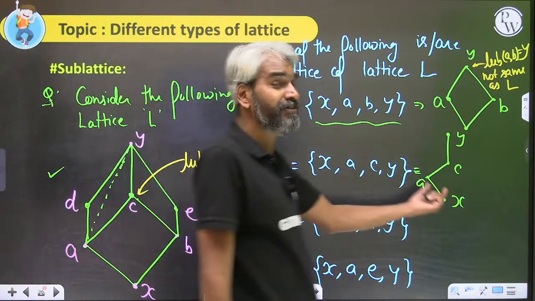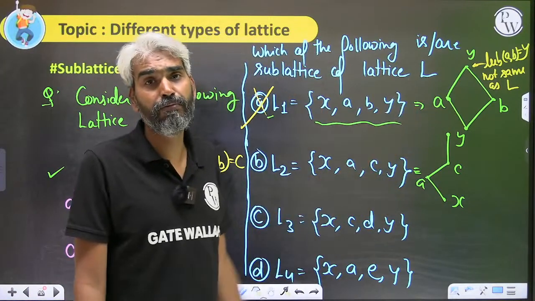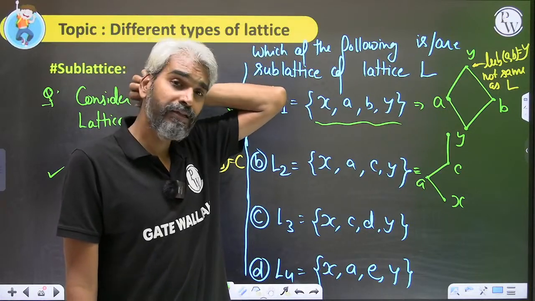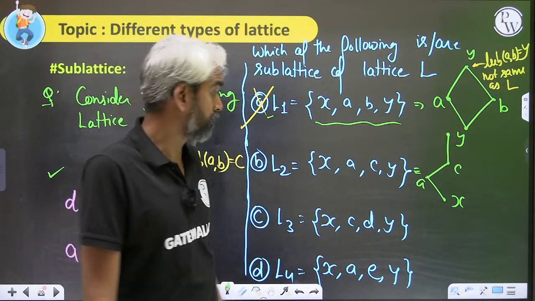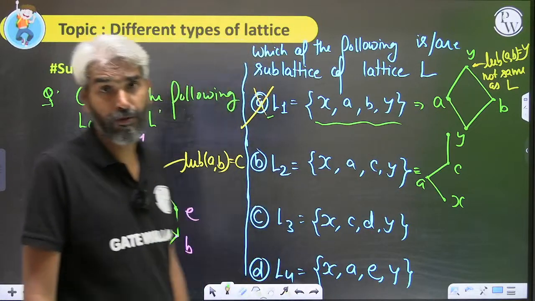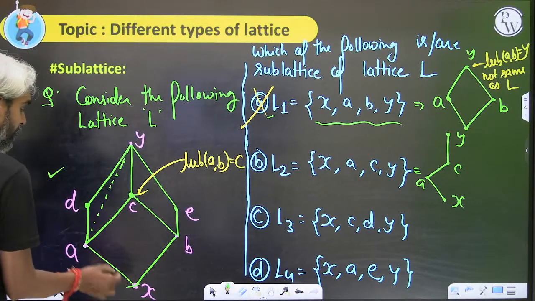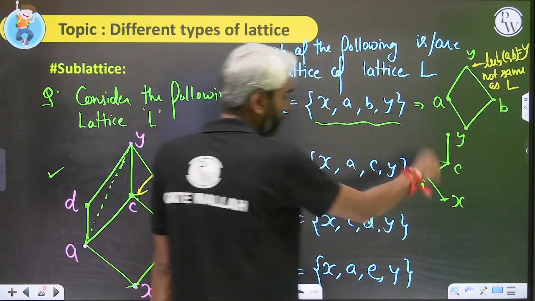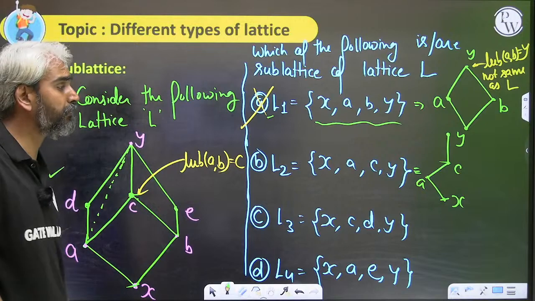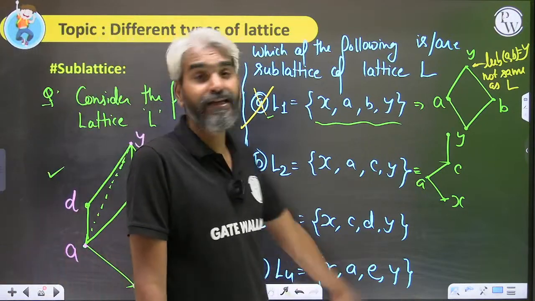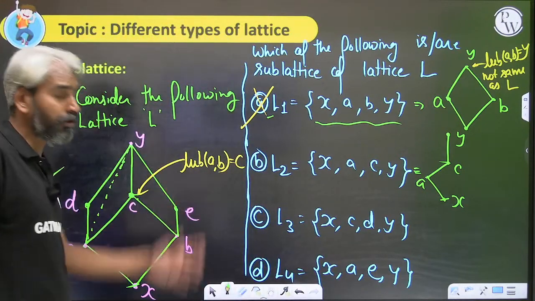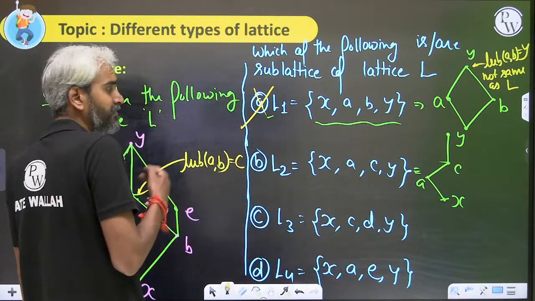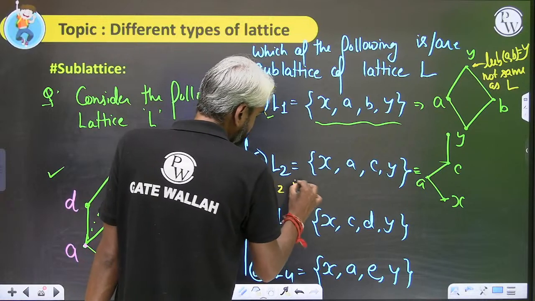So, first of all, is it a lattice? Yes. For every pair of elements, the least upper bound as well as greatest lower bound exists. Take any two elements, the element on the upper side will be the least upper bound and the element on the lower side will be the greatest lower bound. If you take x and c, then on the same line, c is on the upper side and x is on the lower side. So the least upper bound of x and c will be c and the greatest lower bound of x and c will be x. So obviously for every pair of elements, the least upper bound and greatest lower bound will be exactly the same as in lattice L. So L2 is a sublattice of L.